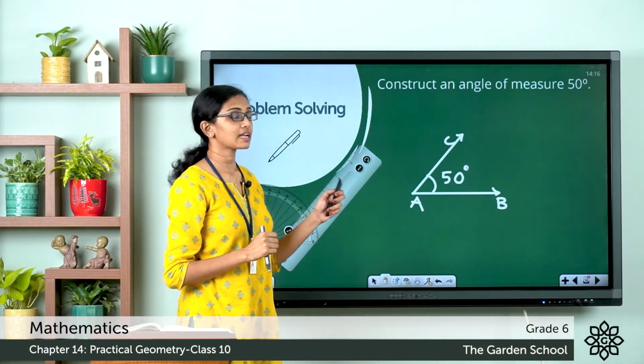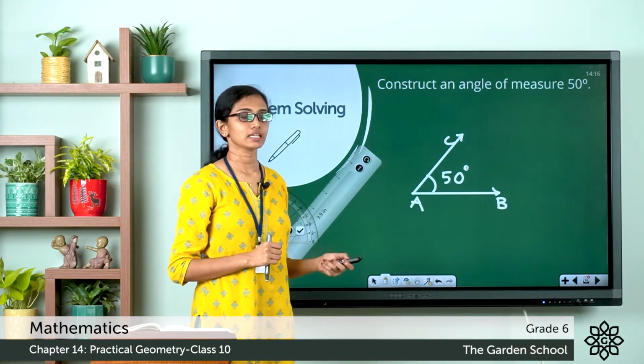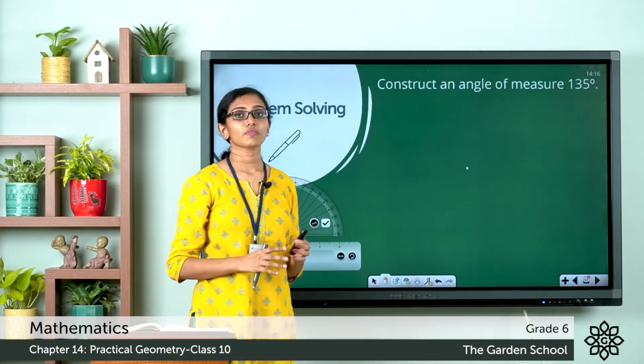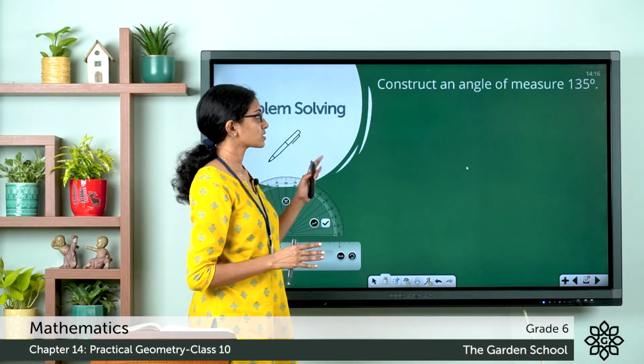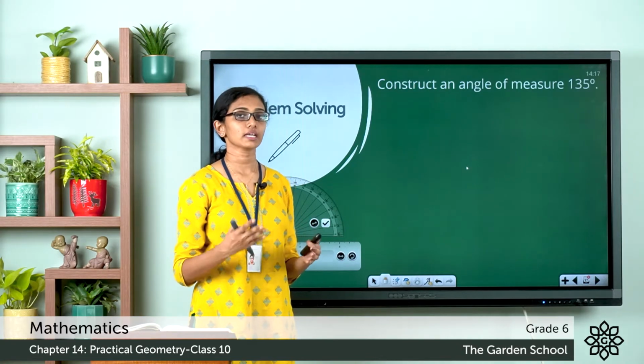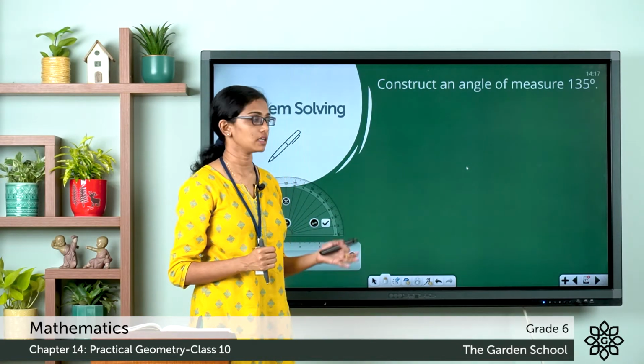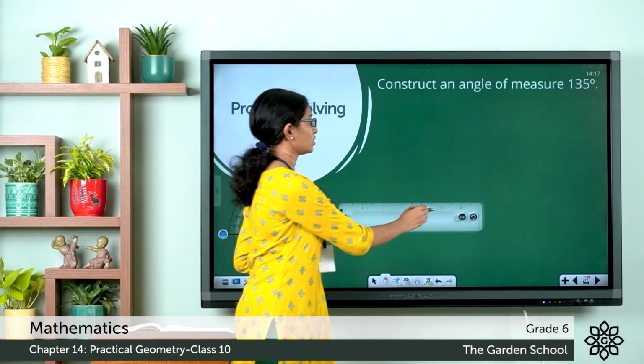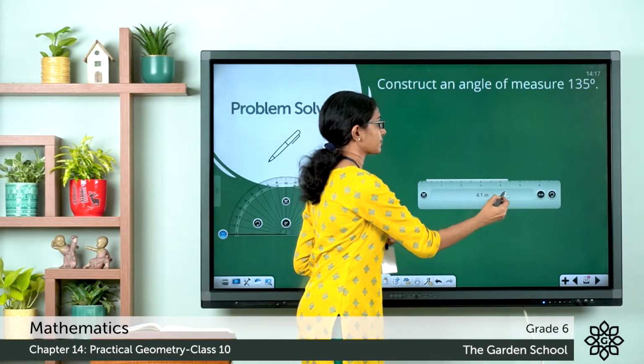So this was an acute angle. It is less than 90 degree. Now let's see the construction of an obtuse angle. So here the question is to construct an angle of measure 135 degree. That is more than 90 degree, and hence an obtuse angle. First step, draw a line segment of any length.